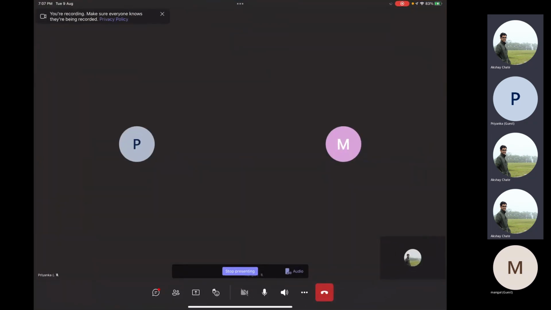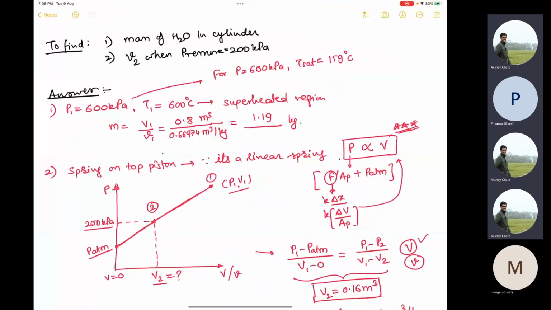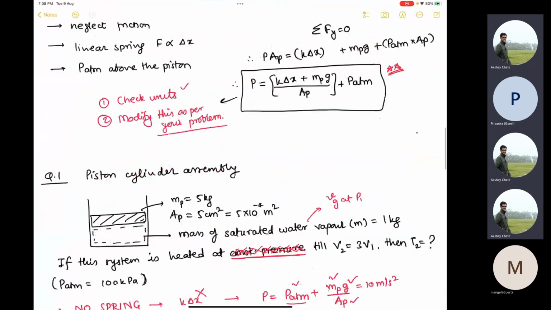So, one second. Where do you see it? Hmm. Gibbs free energy significance and all. Okay. By ideal gas, we can say T2 is equal to 3T1. Okay, I think this was regarding the first problem.